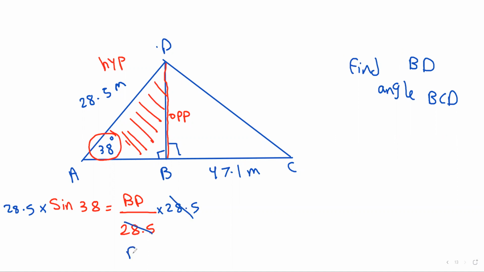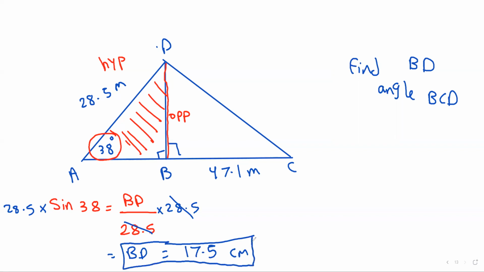Cancel them out. So BD equals 28.5 multiplied by sine 38, by using the calculator, to the nearest 3 significant figures. So BD equals 17.5 centimeters. That's the length. Don't click shift, because clicking shift means you are asking about an angle. In this case, I want to get the length of the side. So this side is 17.5.